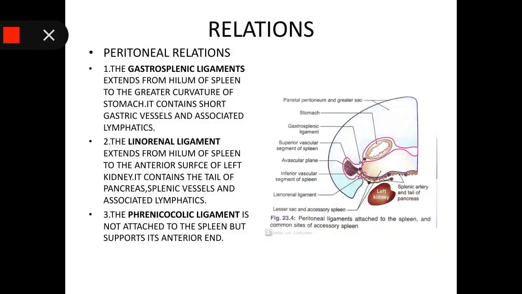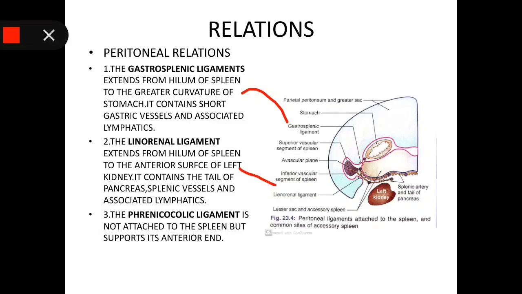Peritoneal relations. The gastrosplenic ligaments extend from hilum of spleen to the greater curvature of stomach. It contains short gastric vessels and associated lymphatics. The lienorenal ligament extends from hilum of spleen to the anterior surface of left kidney. It contains the tail of pancreas, splenic vessel, and associated lymphatics.